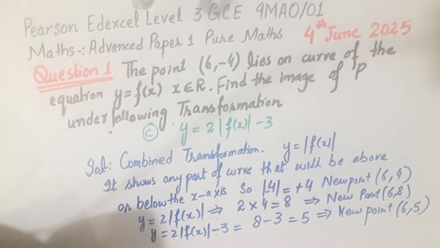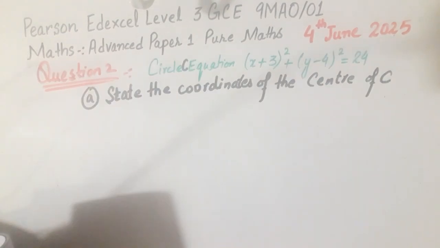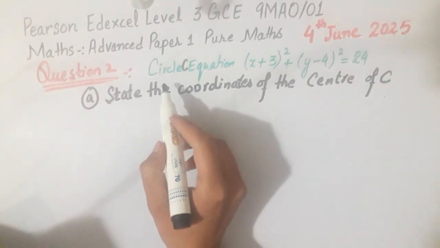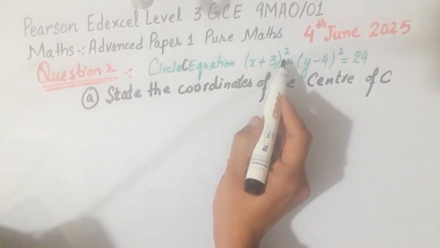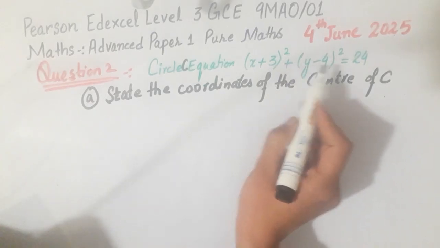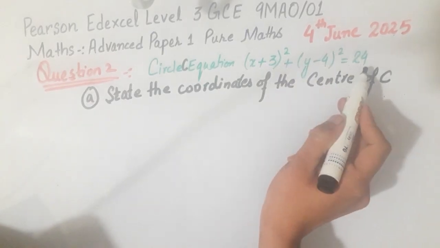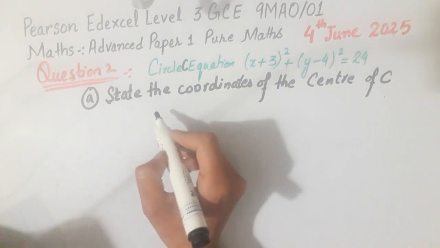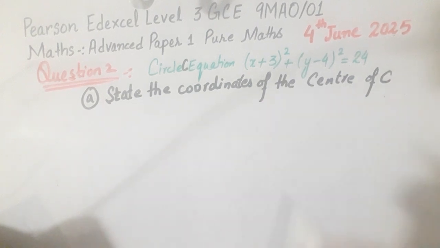Now we will solve the next question. Now here is question number 2: circle C has equation x plus 3 whole squared plus y minus 4 whole squared equals 24. In the A part, state the coordinates of the center of the circle.